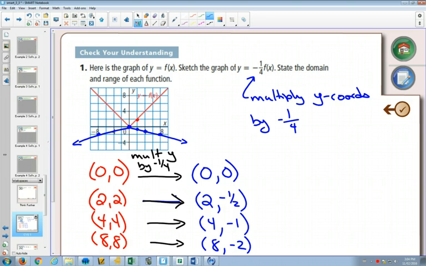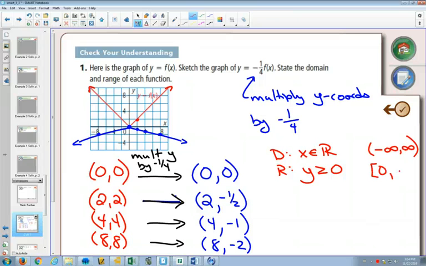Now it asks us to write the domain and range of both graphs. We're going to assume there's arrowheads on here. The domain was everything. The range was y is bigger than or equal to 0. Again, if you want interval notation, you can do that as well. For our blue graph, our domain is still everything. Our range now is y is less than or equal to 0.